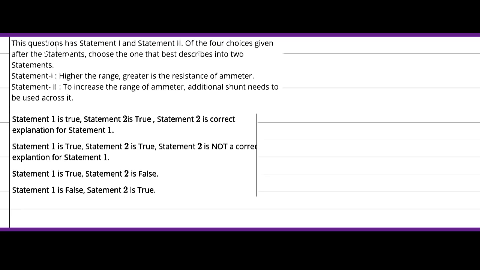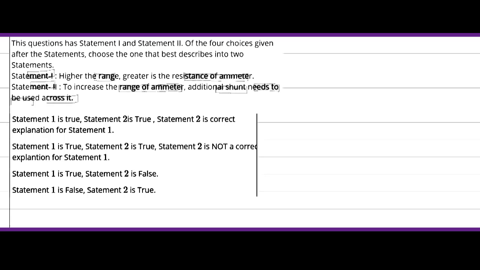In this problem, we are given statement 1 and statement 2. Of the four choices given after the statements, choose the one that best describes the two statements. Statement 1: higher the range, greater is the resistance of the ammeter. And statement 2: to increase the range of the ammeter, an additional shunt needs to be used across it.